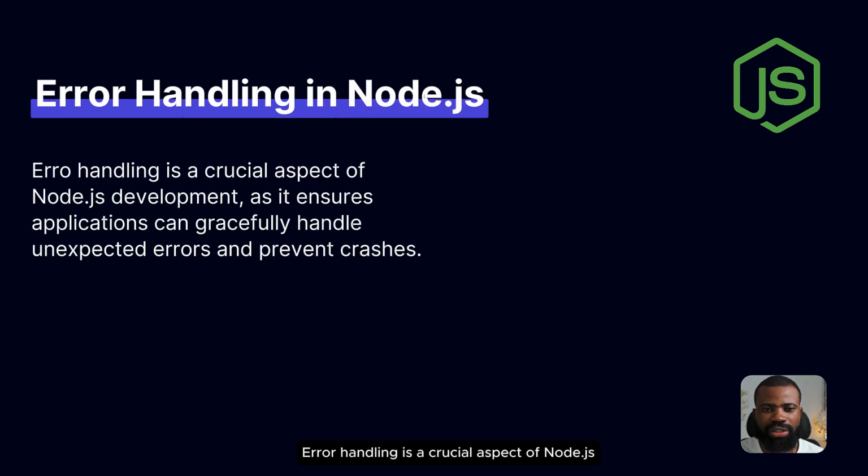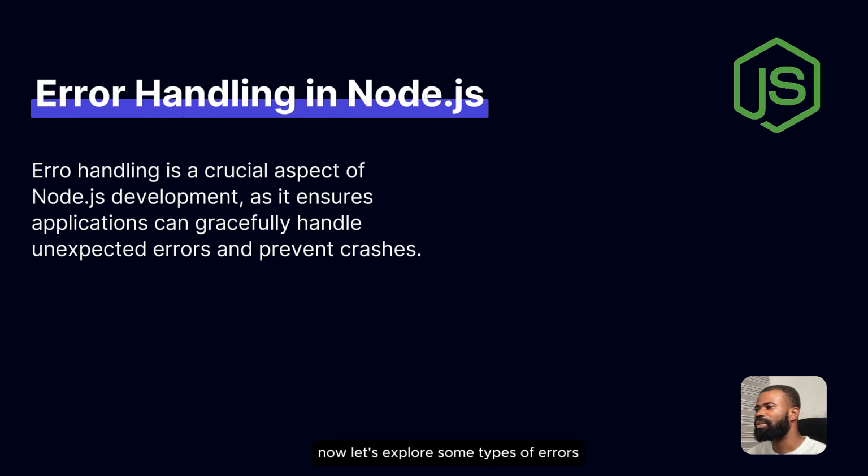Error handling is a crucial aspect of Node.js development. It ensures that applications can gracefully handle unexpected errors and prevent crashes. In Node.js, errors can occur for various reasons, such as programming errors, system failures, or user input validation issues. Proper error handling helps developers identify, log, and handle errors effectively, improving the reliability and stability of Node.js applications.